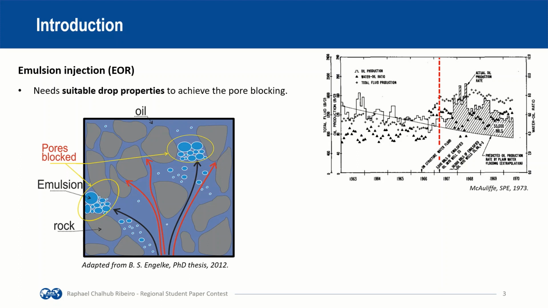A field test of this technique was performed by Macro-Life in the Midway Sunset Field, in California in the 70s. The result showed an increase of oil production 3 months after injecting a batch of 3,000 barrels of emulsified oil in water. After almost a year, another 30,000 barrels were injected. In the end, the oil production was 55,000 barrels higher than expected without the emulsion injection.